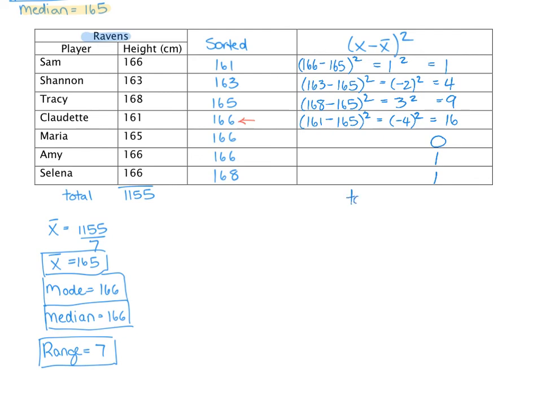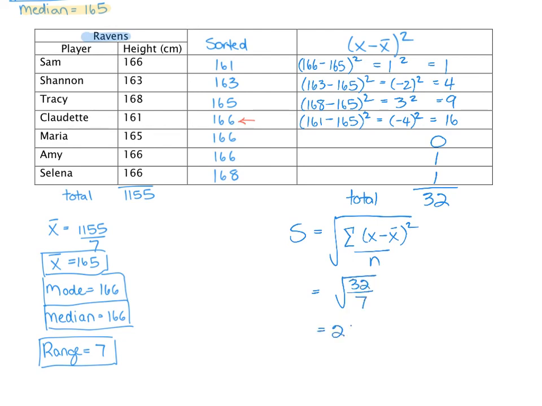Okay, so here I get my total. I get 32, and so my standard deviation is the sum of this column divided by the number, all square rooted. So the square root of my sum, which is 32 over 7, and so my standard deviation is 2.1 centimeters.